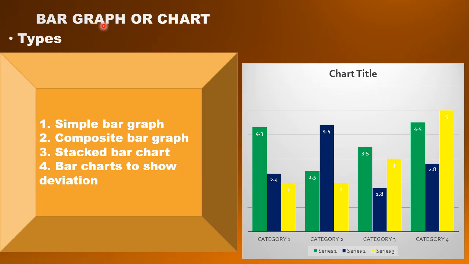First we are entering into the bar graph or chart. In this bar graph you will find different types of bar graphs available: simple bar graph, composite bar graph, stacked bar chart, and bar charts to show deviations. This is an example of the bar chart.